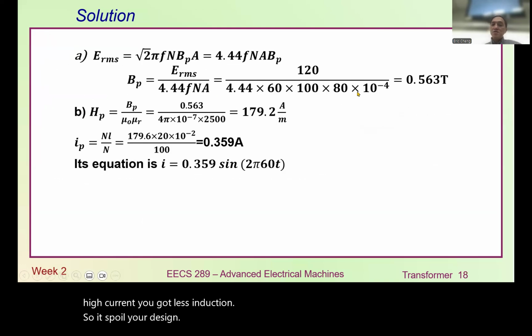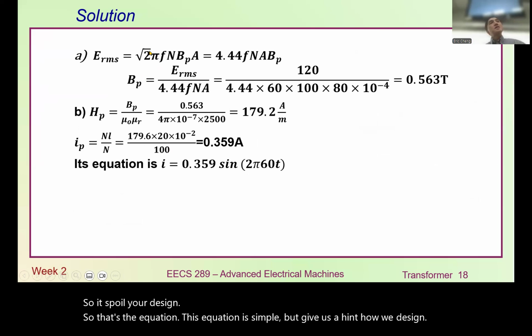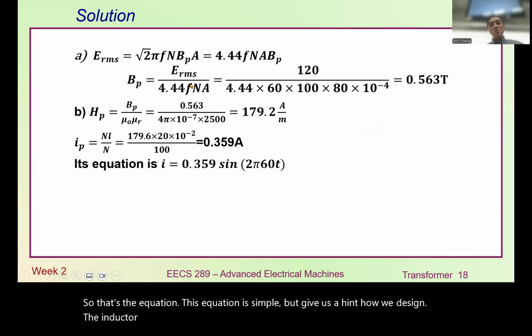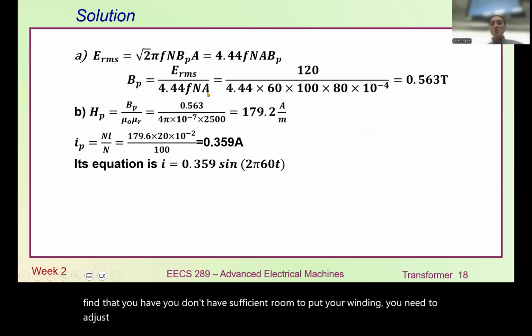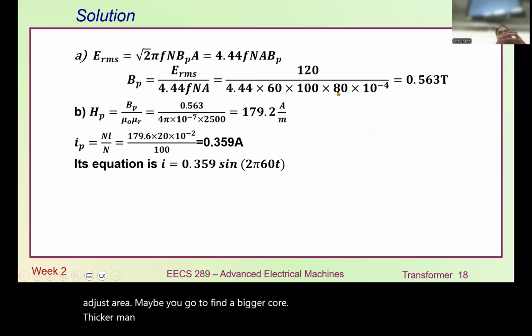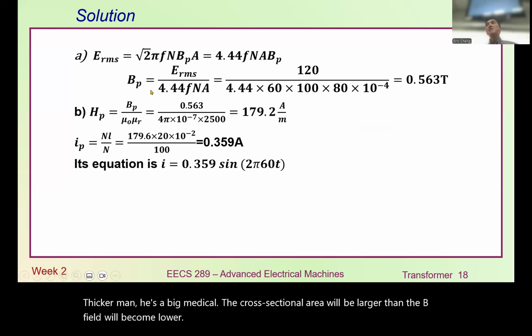So that's the equation. This equation is simple, but it gives us a hint on how to design the inductor or transformer. So we use the control parameter N to do that. Or if you find that you don't have sufficient room to put your winding, you need to adjust the area. Maybe you go and find a bigger core. If you find a bigger magnetic core, the cross-sectional area will be larger, then the B field will become lower. That's how we design an inductor.